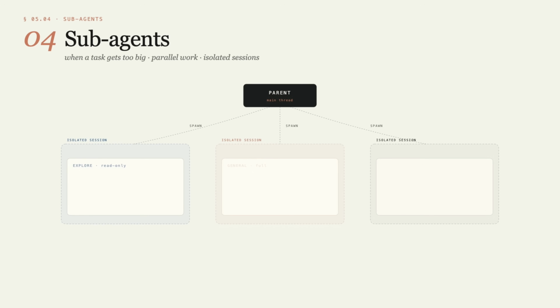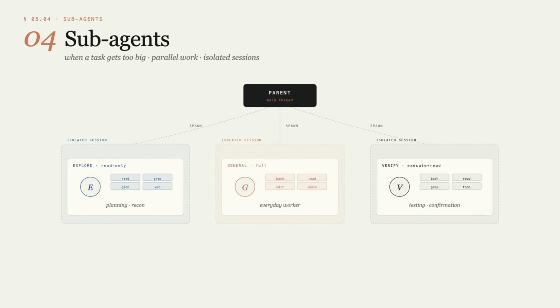Now, the fourth component is subagent management. At some point, a task gets too big or too parallel for a single conversation thread. So the harness is going to create subagents that work in isolation. Each subagent gets its own session, its own restricted set of tools, and a focused system prompt that says you're working on this specific task. The idea is to spawn, restrict, and collect the outputs. That's the pattern you want to use.